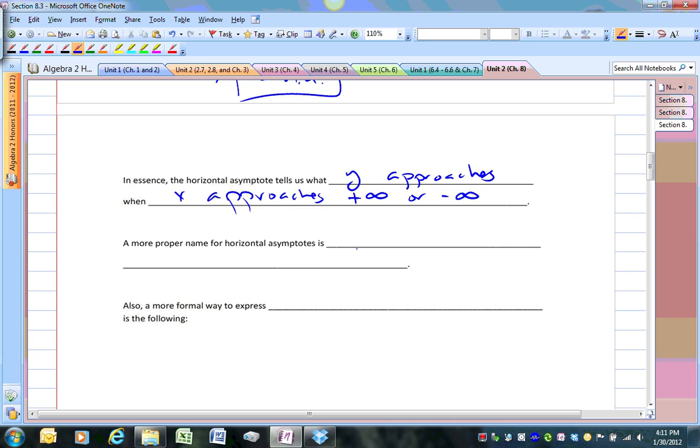That means a more proper name for horizontal asymptote is end behavior asymptote. We've talked about end behavior before, like how the left and right ends behave. That's what the horizontal asymptote is telling us, how the left end and right end of the graph will behave, where it will basically level off.